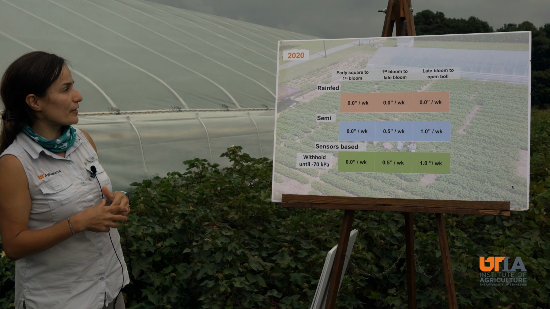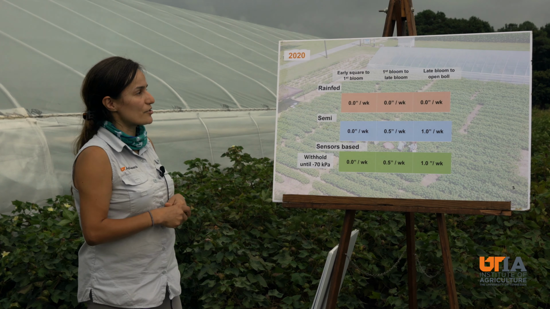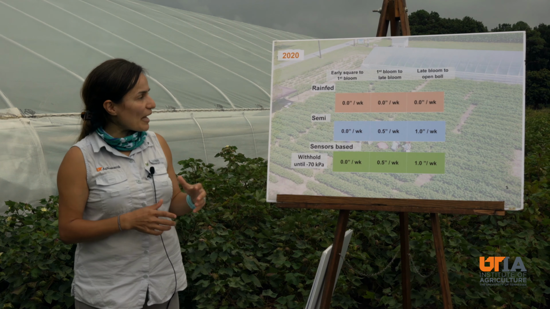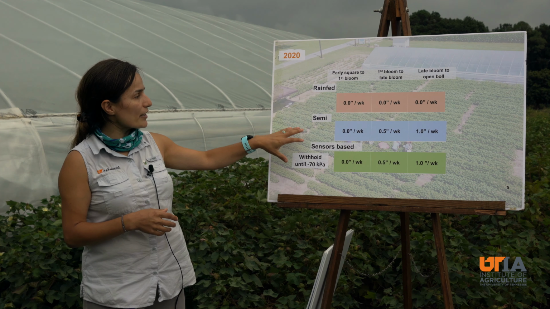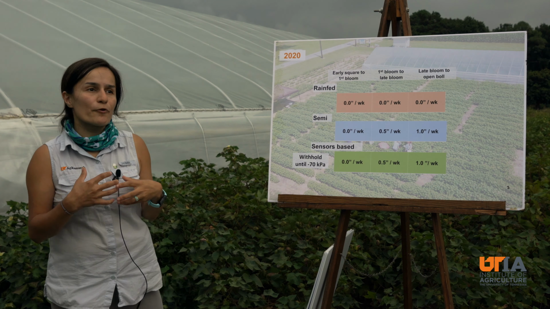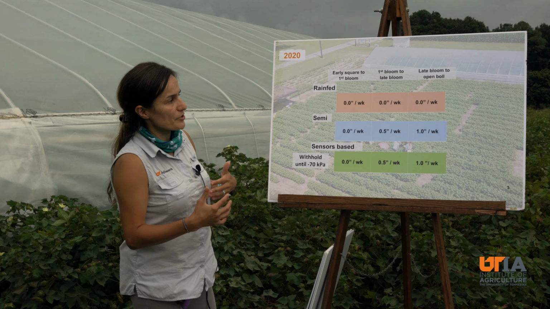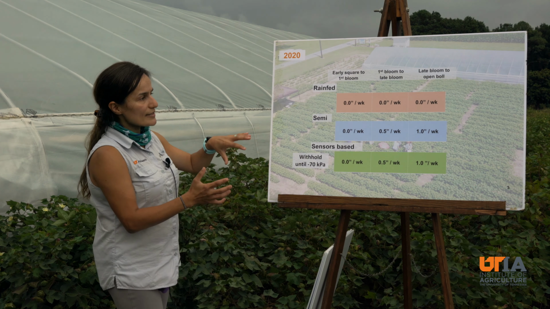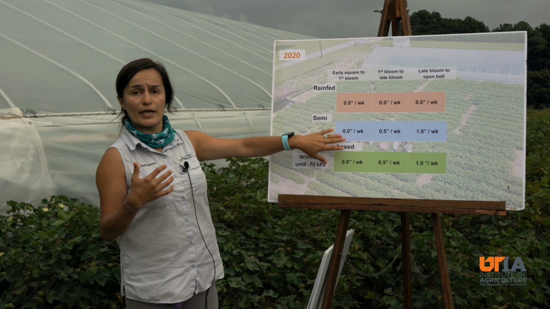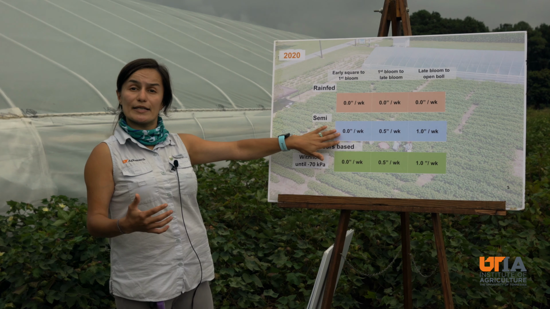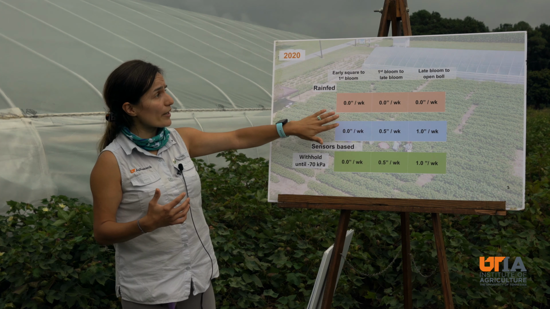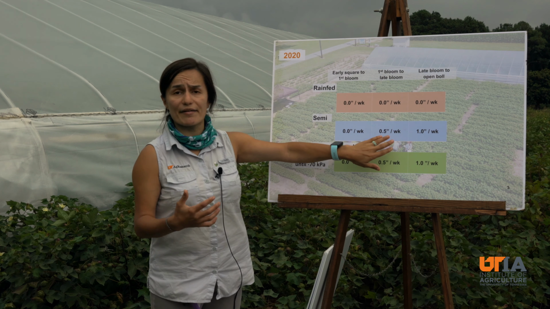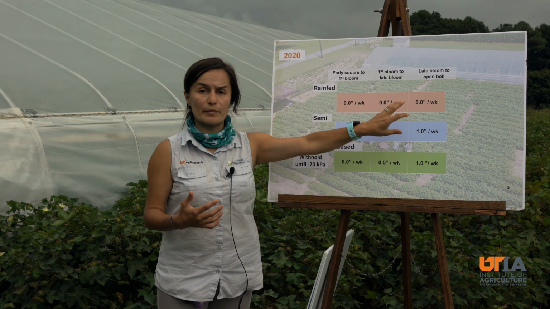In one of our fields here at the station in Jackson, we applied irrigation and rain-fed treatments. For irrigation, based on a previous year's study, we decided to cut fully irrigated, where we were applying irrigation even earlier at square, or later at a higher amount in early bloom and late bloom.